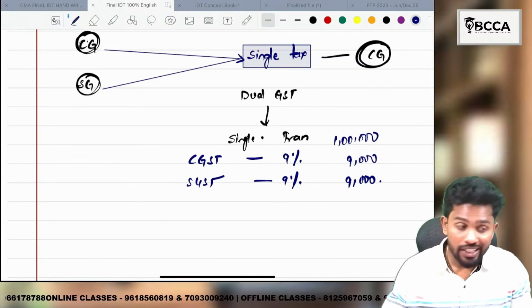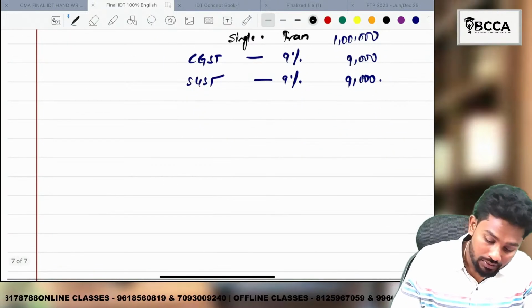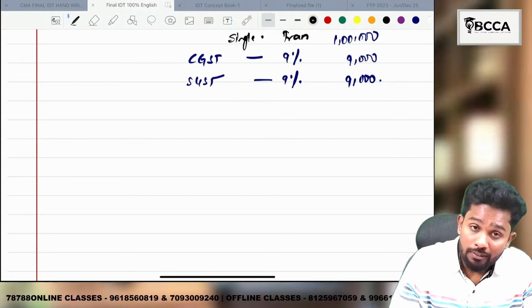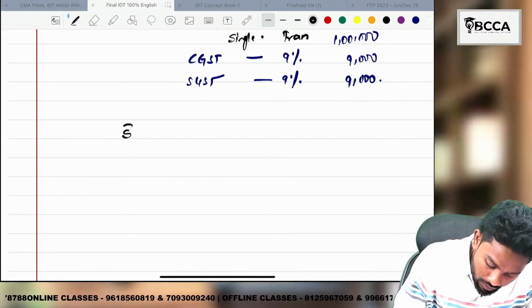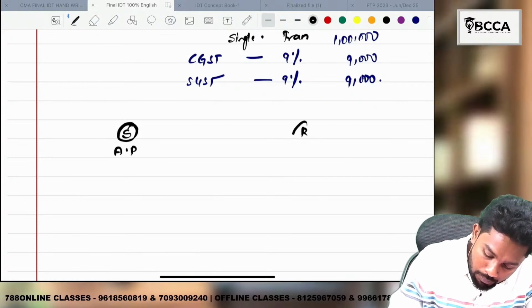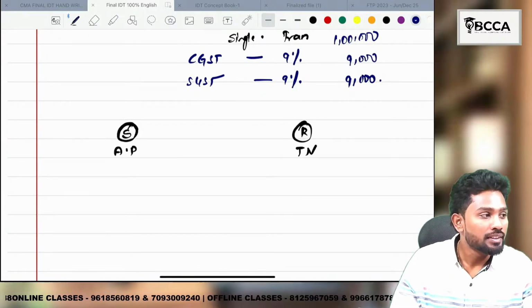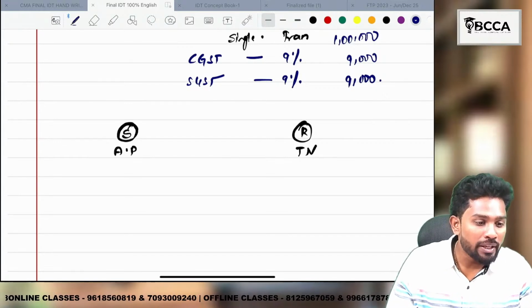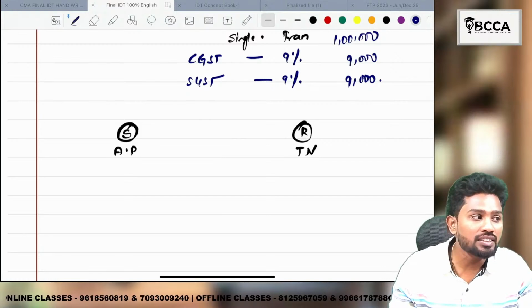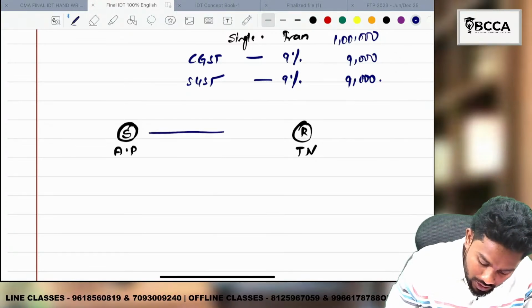Then afterwards, again, they thought of it once again, and then a second problem has arisen. What is the problem? Let's say the seller is in AP, the buyer is in Tamil Nadu. Seller is in AP and buyer is in Tamil Nadu. Sir, is it intra or interstate? Intrastate or interstate? It is what? Interstate transaction. Na? Since both are in two different states.